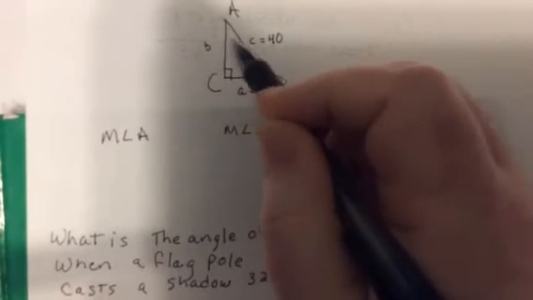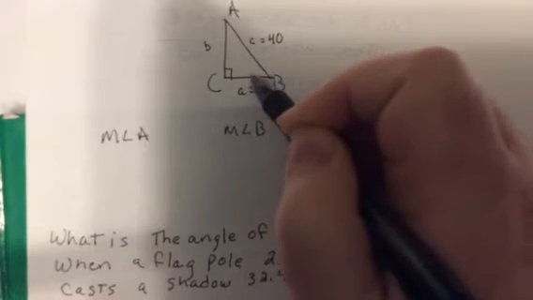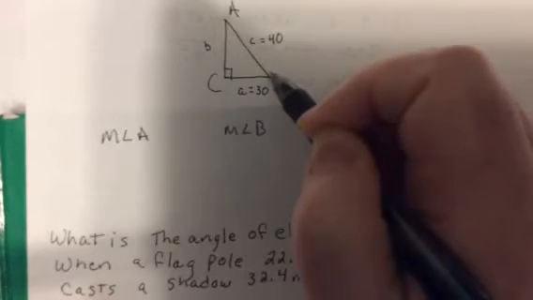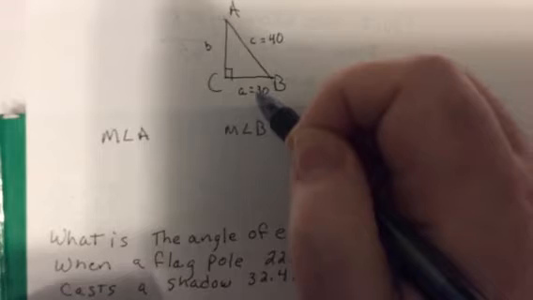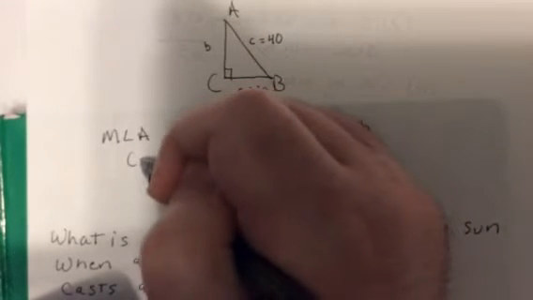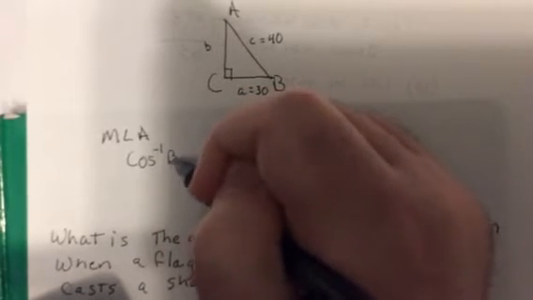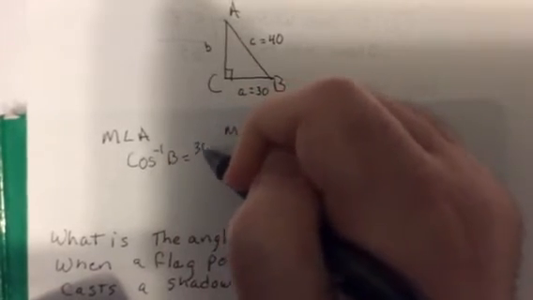So we have these and these. So let's find angle B. We have the adjacent side. We have the hypotenuse. What's adjacent over hypotenuse? That's right, cosine. So cosine inverse, because we're looking for the angle B, is 30 over 40.